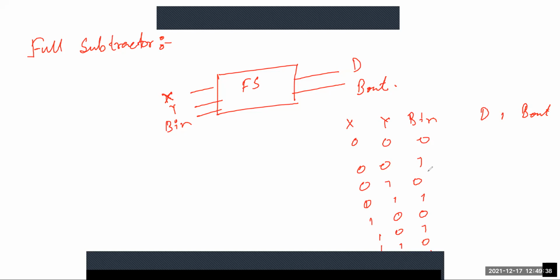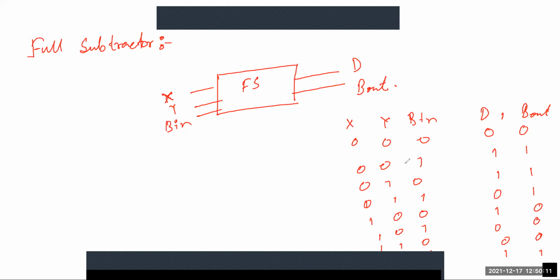8 combinations. Correspondingly, the outputs are filled in for each combination. So this is the truth table of the full subtractor.